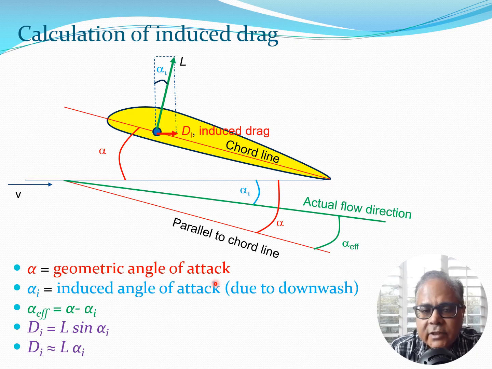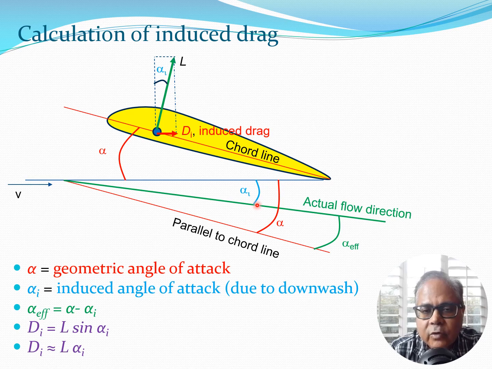Now, we have seen that there is something known as a downwash which acts because of the vortices which are shed from the wing tips. And so the actual flow direction changes because of the presence of downwash and the downward component of velocity. So the actual flow direction here is given by this green line, and therefore there is something known as an effective angle which is seen by the wing section now, and this angle is in turn related to alpha and also alpha I. Alpha I is the angle induced because of the presence of downwash.